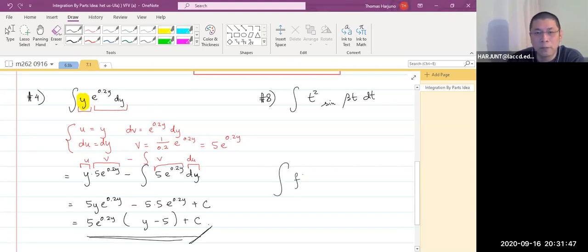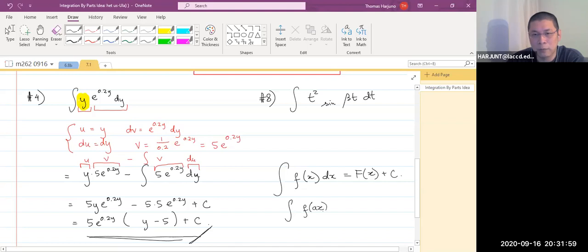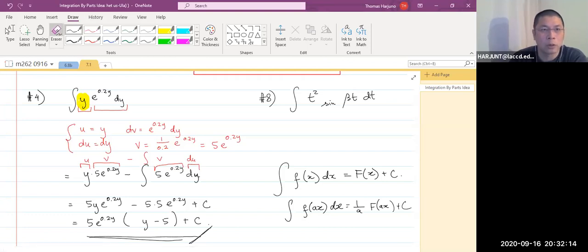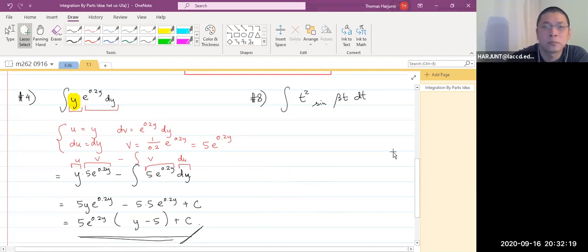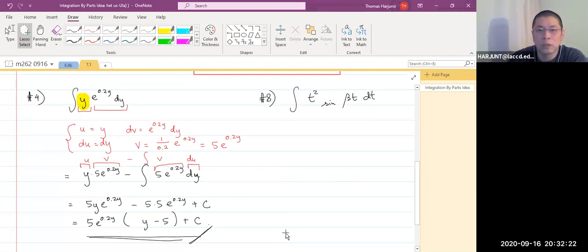The antiderivative: if the integral of f(x) dx is F(x) plus C, then the integral of f(ax), if you have the coefficient, will be 1 over the coefficient. Okay, we did this last time. And I think we also did this in your turn-in homework, right? So let's see what happens here.